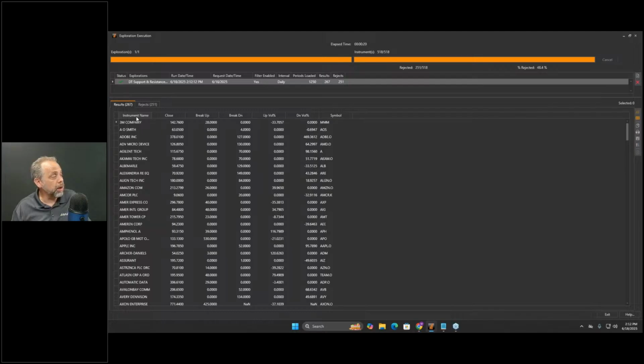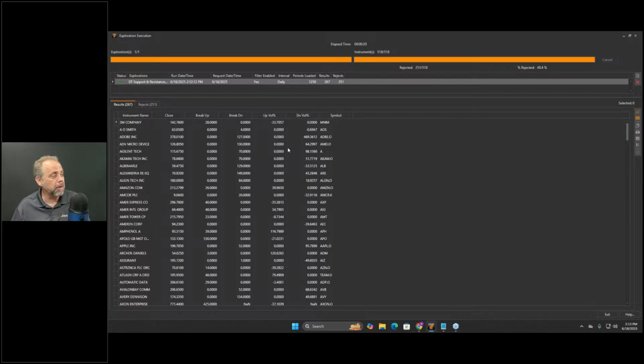So here you've got the name of the company, what the current close price is, whether it's a breakup above resistance or a breakdown through support. And when that breakup happened, how much was the volume compared to the average? Or when the breakdown happened, how much was the volume? Did it break through that resistance with strong volume or less volume? That's what that's going to tell you.